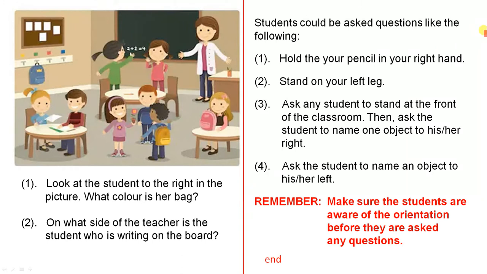Students could be asked questions like the following. Hold your pencil in your right hand. Stand on your left leg. Ask any student to stand at the front of the classroom. Then ask the students to name one object to his or her right. Ask the student to name an object to his or her left.